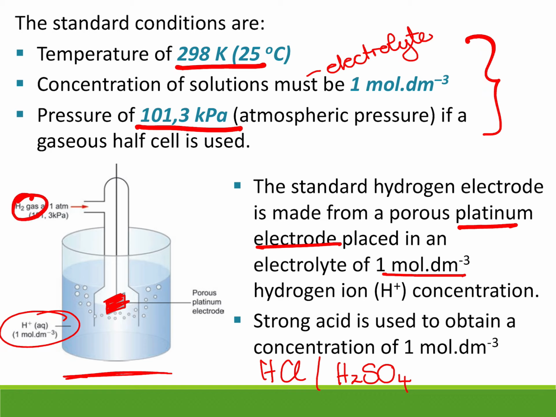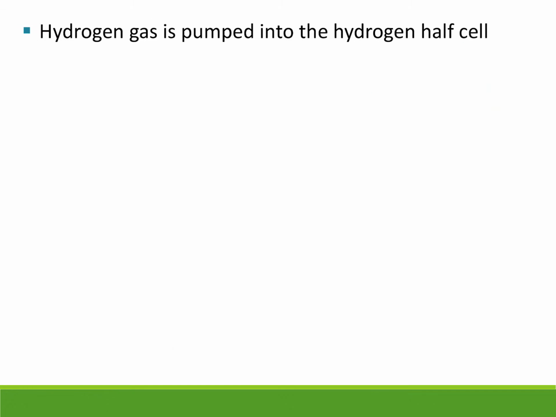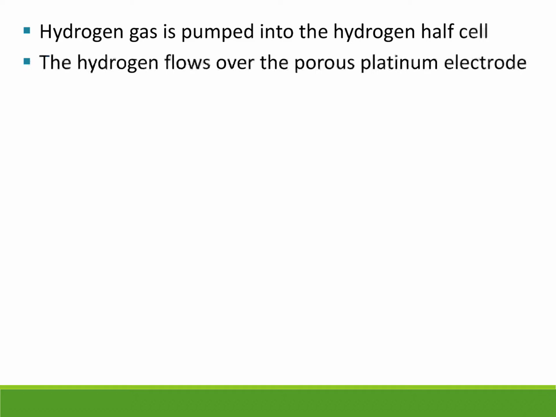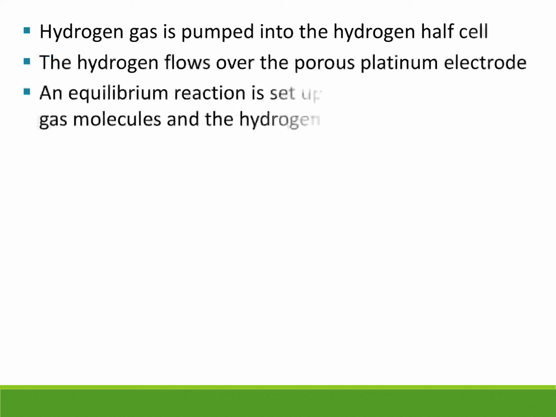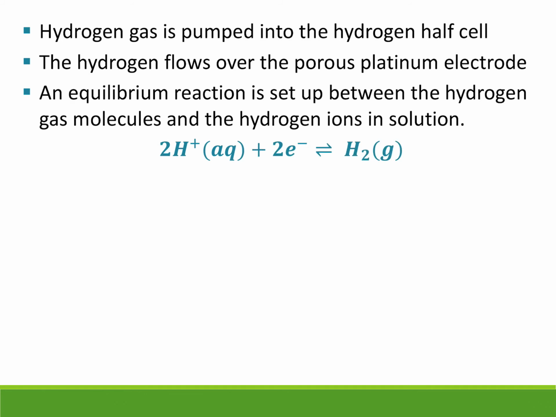So now we have an option where we can have hydrogen gas, which is going to become hydrogen plus ions, in other words, get oxidized, or the hydrogen plus ions gain electrons and become hydrogen. So, hydrogen gas is pumped into the hydrogen half cell. The hydrogen flows over the porous electrode. At equilibrium, we have an option here.